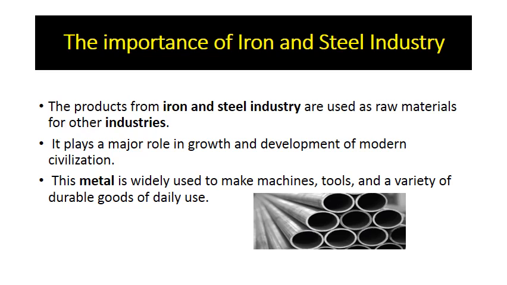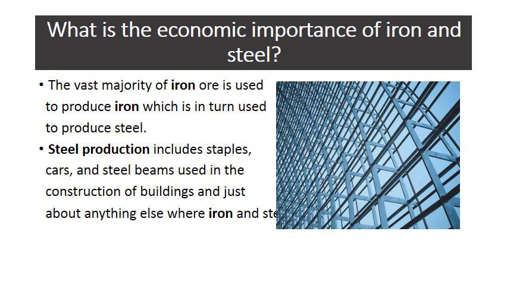Many of the things that we use at home, like utensils, cutlery, scissors, and even safety pins, are made of steel. It plays a major role in growth and development of modern civilization. As the iron and steel industry is one of the most important industries, it is a basic industry. We must know it plays a major role in growth and development of modern civilization.